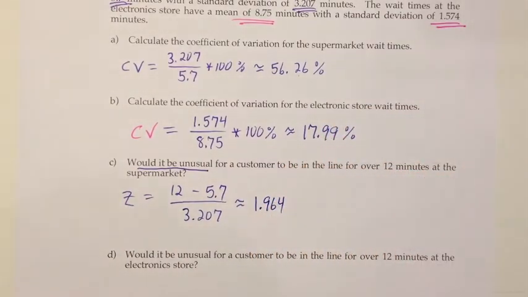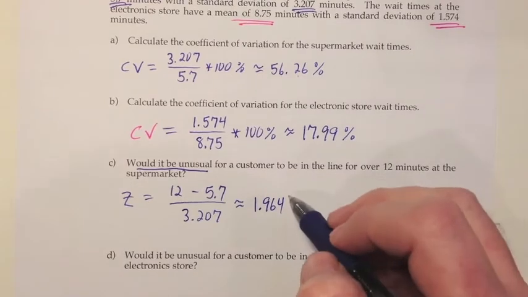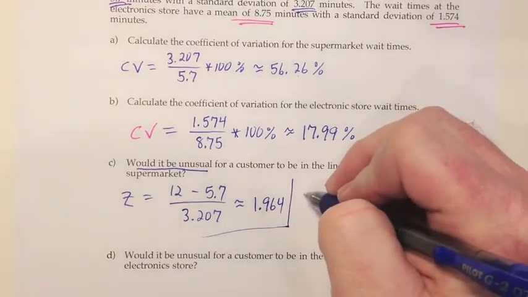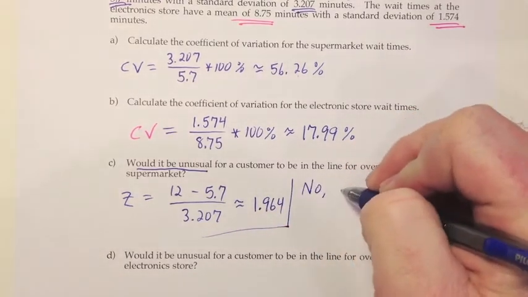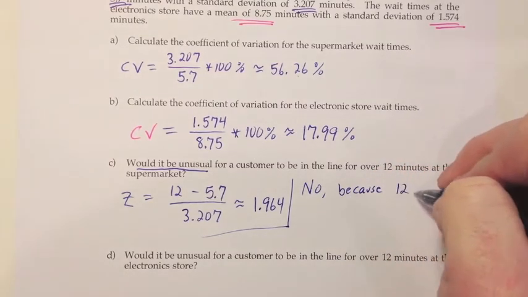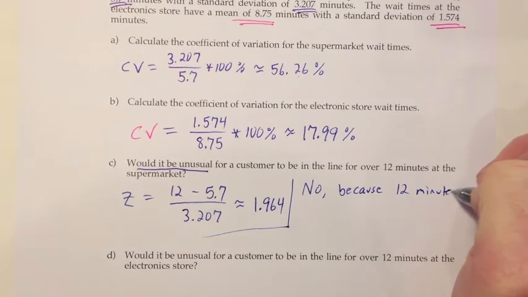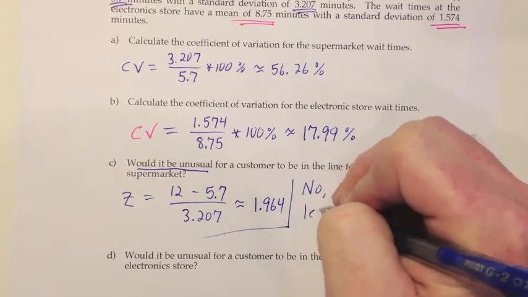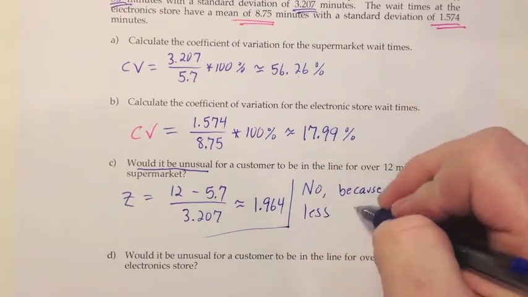So would it be unusual for a customer to be in line over 12 minutes at the supermarket? Almost. Not quite, because it's under 2 standard deviations, but it's very close. So I would say no, because 12 minutes is less than 2 standard deviations above the mean.